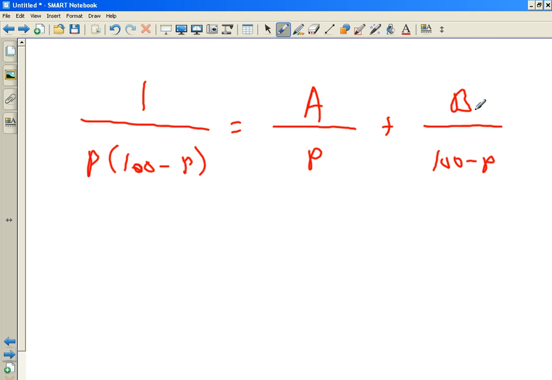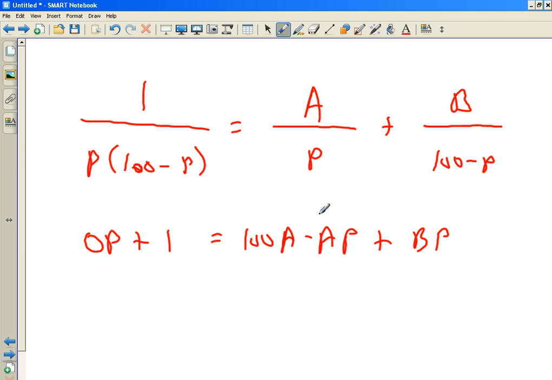You need common denominators. So what's missing? Multiply top and bottom by 100 minus p. So I got 100a minus ap plus, what do you multiply top and bottom by here? P. So bp. And what must that equal? 1. Technically, 0p plus 1, right? Just to make the point, there's no p's. Why do I care about that? Well, if I have 0p, what do you know about a and b?